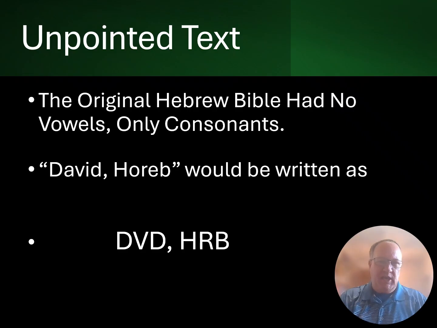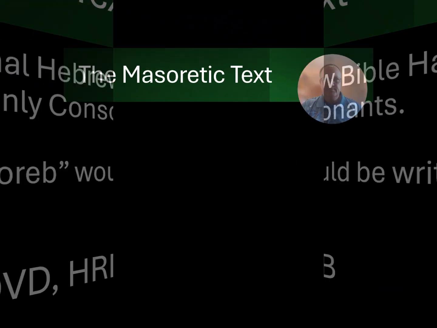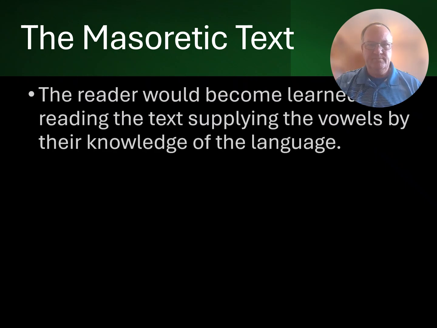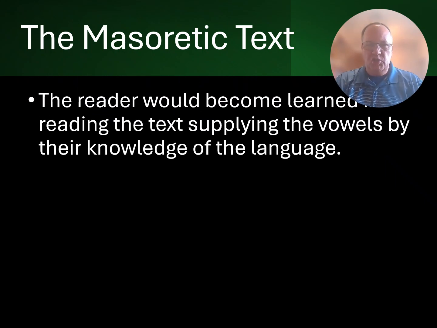And so imagine Hebrew is a dead language, and you're trying to read this. Well, what word is it? And if you can come up with a word, are you going to be able to pronounce it correctly? And so this is why the Masoretes start making their changes. And so here are some of these changes. The reader would become learned in reading the text, supplying the vowels by their knowledge of the language.